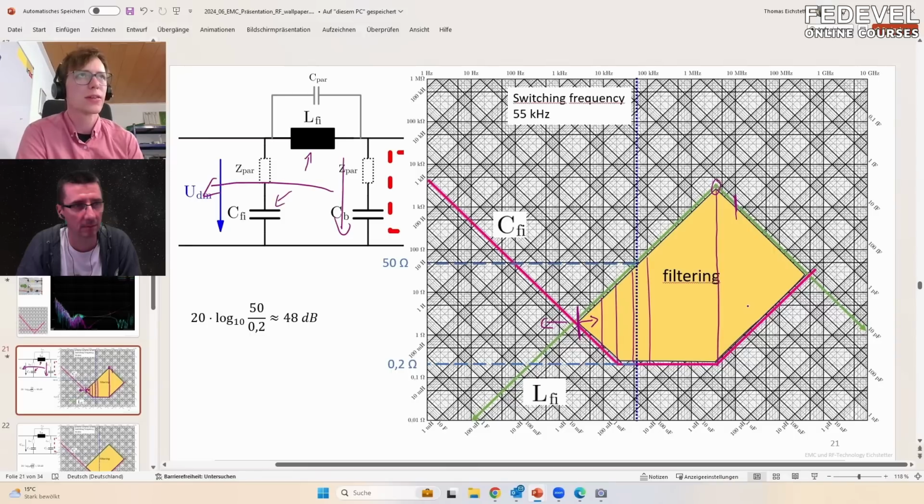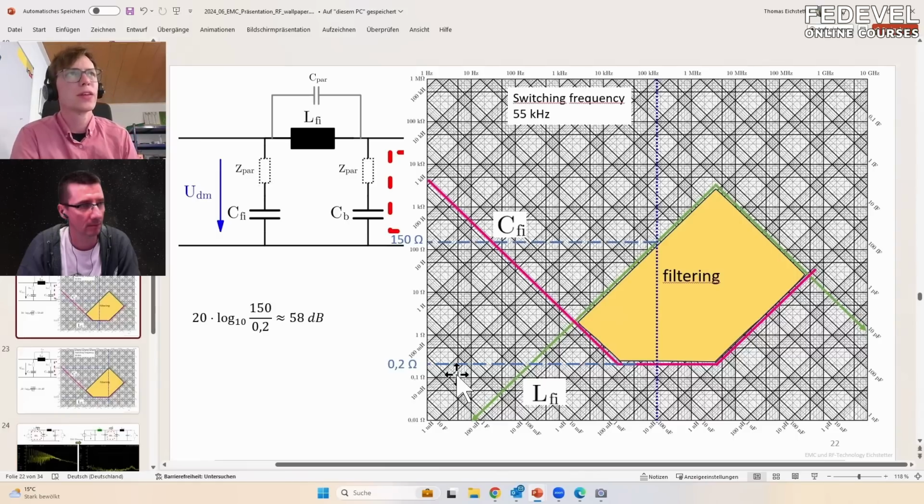So maybe let's start at the switching frequency of this circuit, which is at 55 kilohertz. At this point we have 50 ohms for the inductor. So this is like 50 ohms, and the other one is like 0.2 ohms. Now the ratio between these two values gives you about 48 dB attenuation. So you will attenuate in the spectrum this value.